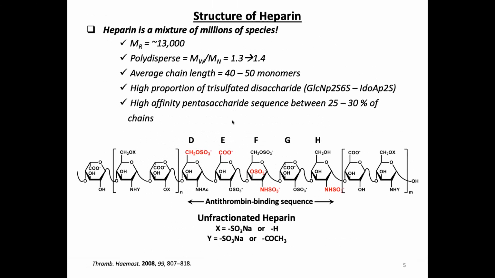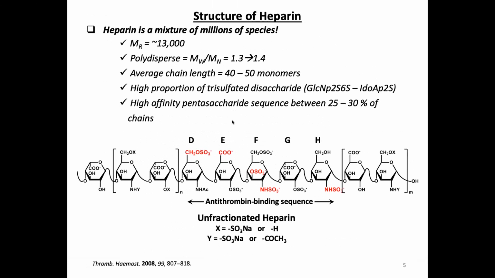Amongst these disaccharides, you can have disaccharides with varying levels of sulfation. Very quickly, this is the structure of heparin. As you can see, this is an unending sequence. But basically, you have a repeating unit of glucosamine and uronic acid, which repeats. And that's the building block.